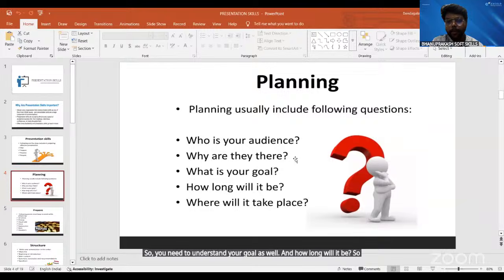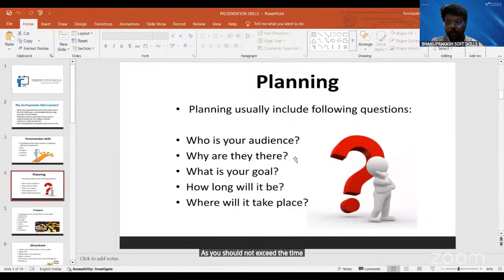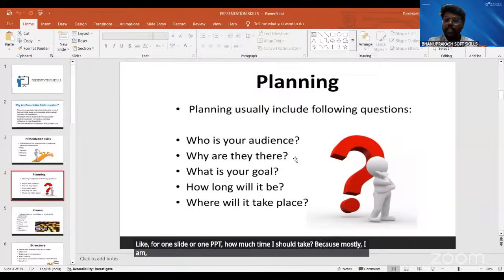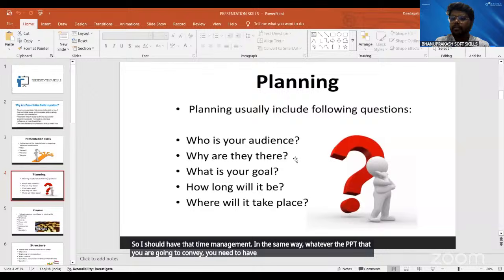So time management is very important in presentation skills, as you should not exceed the time or fall short of the time. So how much time should I take for each and every slide? See, every day I'm coming to the class and showing you the slides. So I have one plan with me, for one slide or one PPT, how much time I should take, because mostly I am teaching 2 or 3 PPTs. So I should have time management. In the same way, whatever PPT you are going to present, you need to have that kind of time management. And where will it take place?